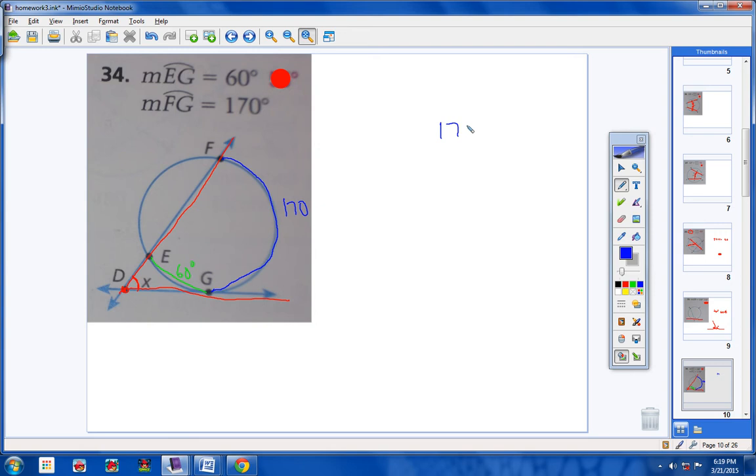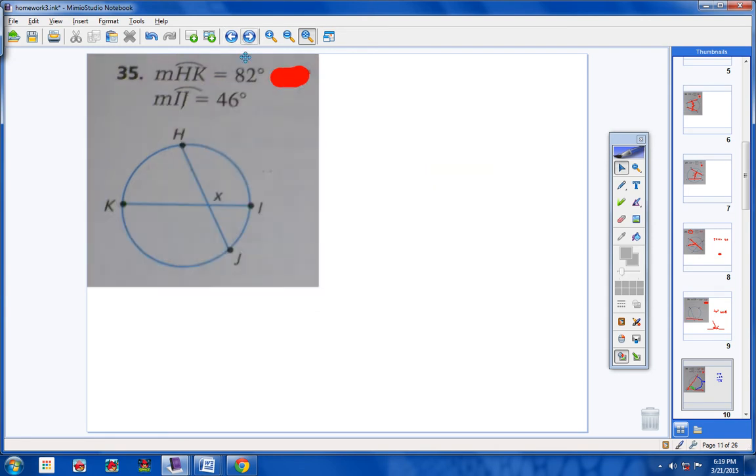170 minus 60 is 110, divide by 2, and you'll get 55 degrees. Alright, moving on to 35. Now here we have two chords intersecting inside the circle. When that happens, this angle here, I'll put a dot, and this angle here, they're the same angle, right?